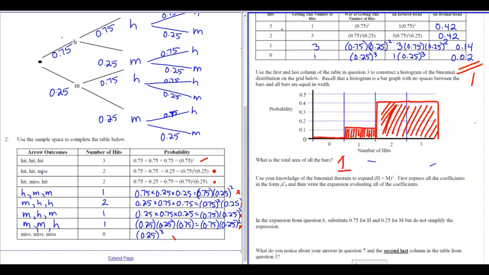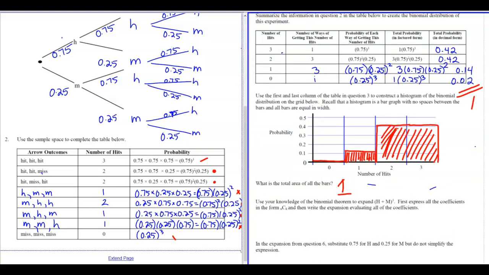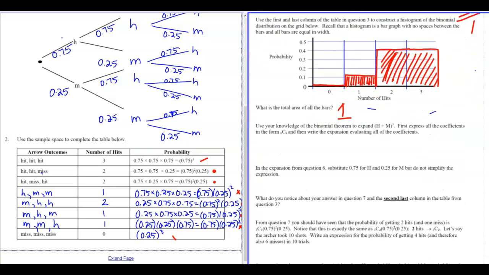So, use your knowledge of the binomial theorem to expand this. So, consider it just a binomial cube, happens to have variables h and m. First express all the coefficients in the form NCK, and then write the expansion evaluating those.